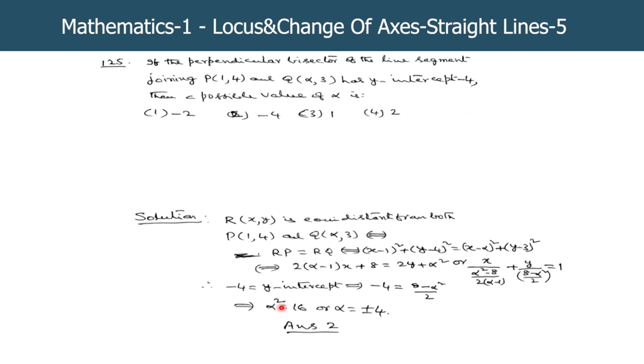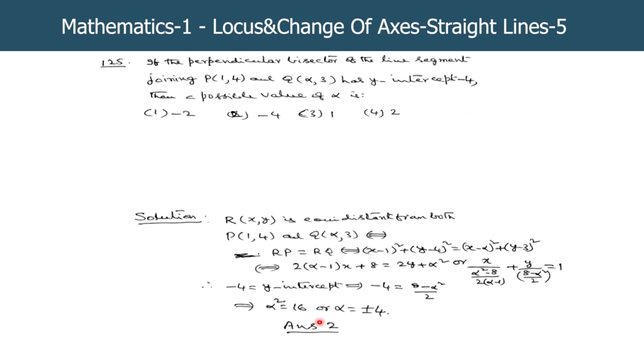After simplification, you got the line 2(α - 1)x + 8 = 2y + α². Write that equation of the line in the intercept form and equate the y-intercept to minus 4. In the intercept form, the y-intercept is (8 - α²)/2, which is equal to minus 4. Therefore, α² is equal to 16, or alpha is equal to plus or minus 4.